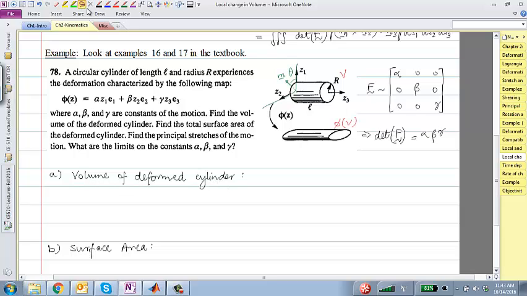Let's do the volume first. That's the simpler one. So the deformed volume is going to be equal to the integral of dV, which would be equal to the determinant of F times dV, the undeformed volume. So this second integral is over the undeformed volume capital V, and the first integral is over the deformed volume.